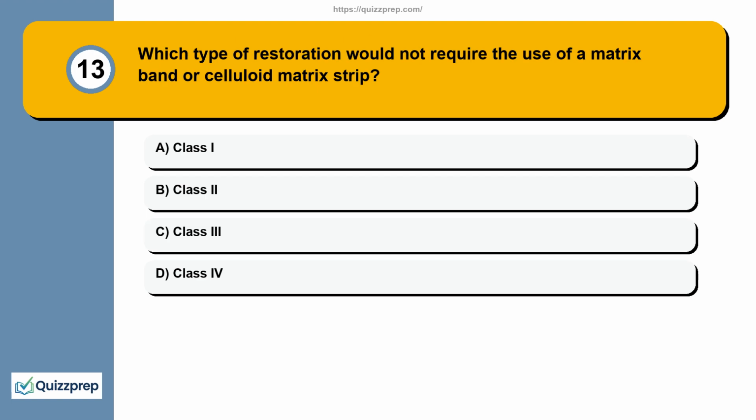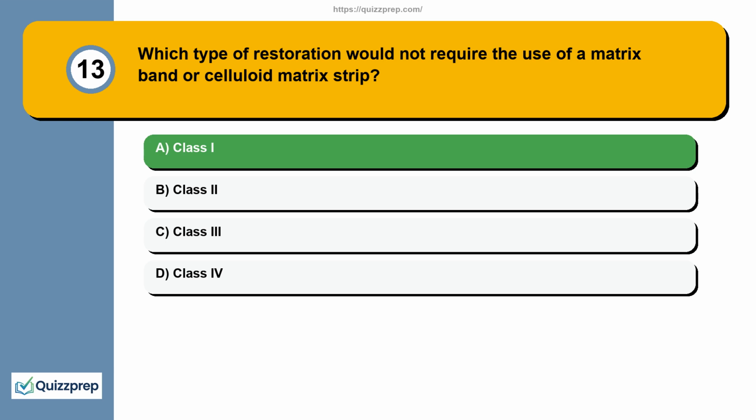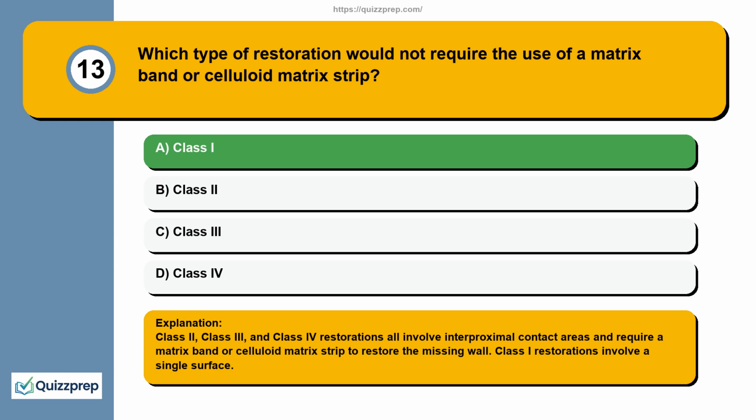Question 13. Which type of restoration would not require the use of a matrix band or celluloid matrix strip? Class 1, Class 2, Class 3, Class 4. Class 2, Class 3, and Class 4 restorations all involve interproximal contact areas and require a matrix band or celluloid matrix strip to restore the missing wall. Class 1 restorations involve a single surface.